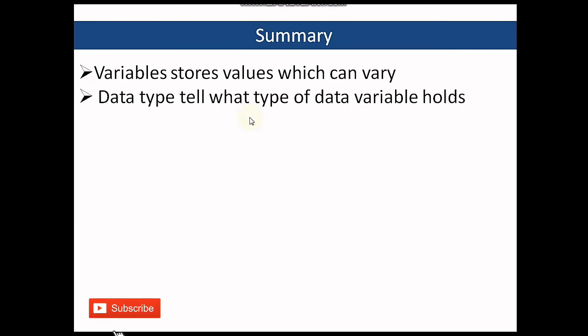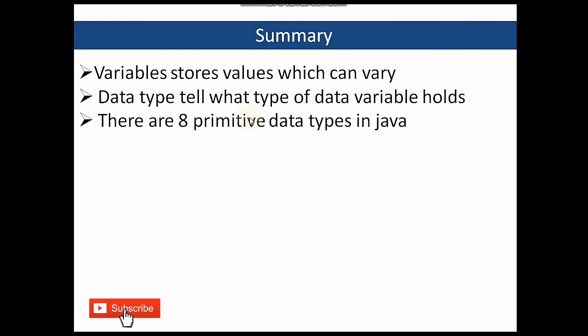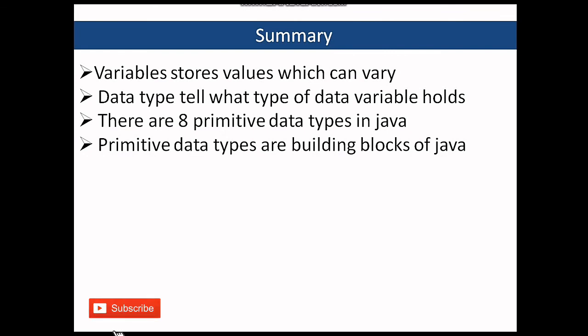Variable stores the value which can vary throughout the program. Then data types tell what type of data the variable is holding. Then there are 8 primitive data types in Java. Since these are widely used, we do not create classes for them. So these are primitive data types. There are also wrapper data types. We'll be studying them in the next videos. So you need to remember these primitive data types, and they are the building blocks of Java.